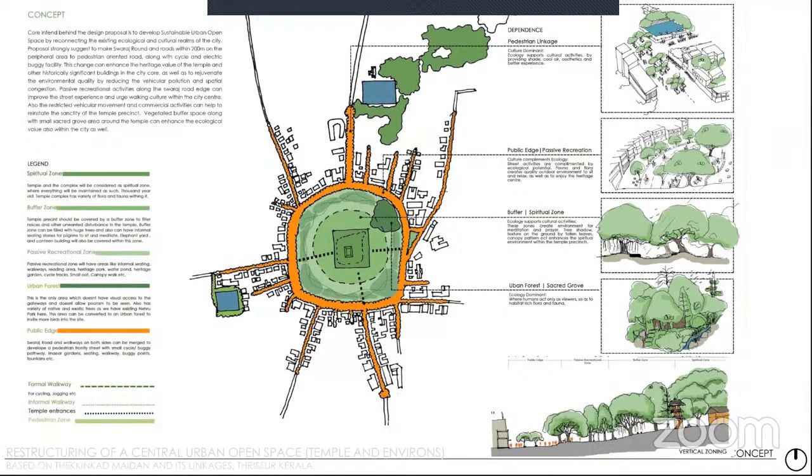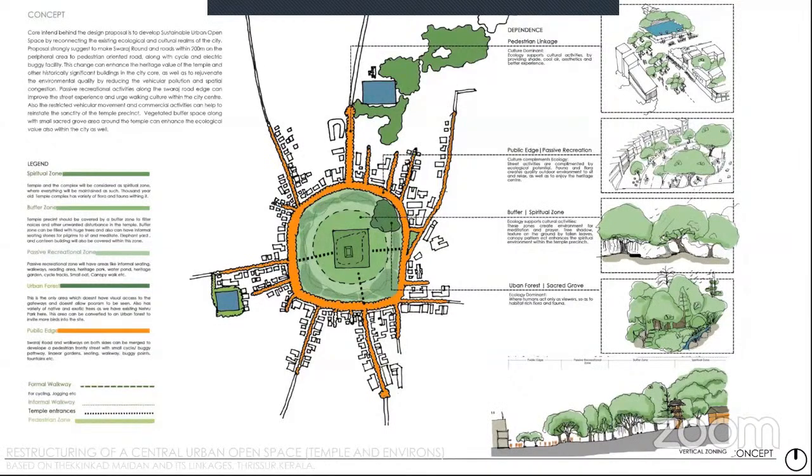This could also help to convert Swaraj Round into a healthy public realm, which can urge walking culture within the city and also boost sustainable social growth. Basic zoning is done in concentric pattern with temple and buffer as spiritual zone, which is surrounded by passive recreational areas, which further shift to public realm along the Swaraj Round.